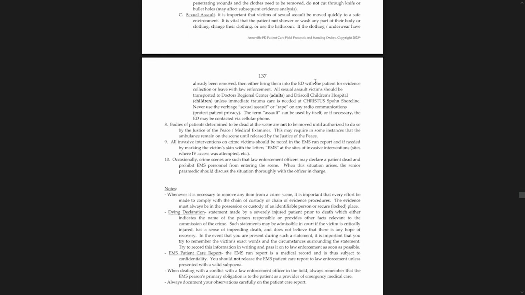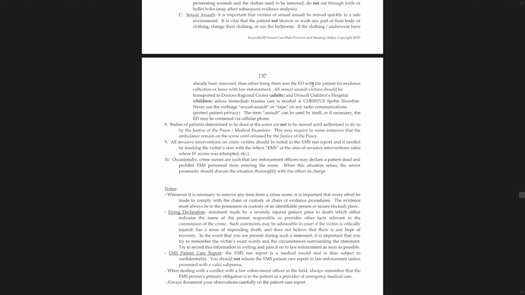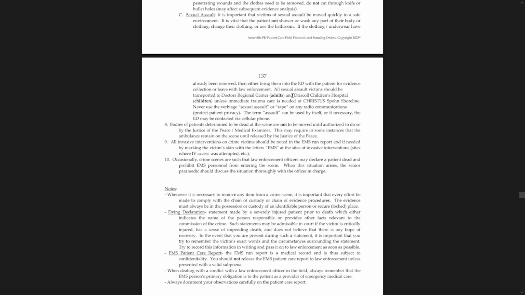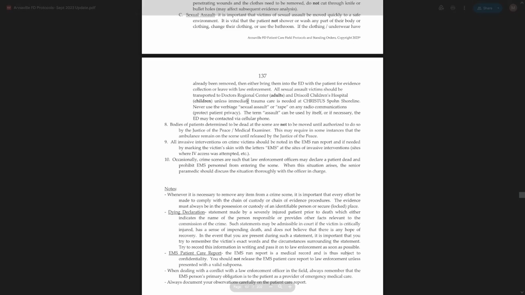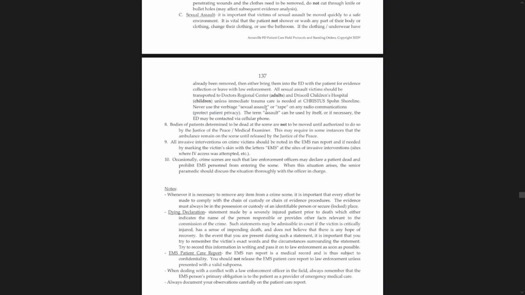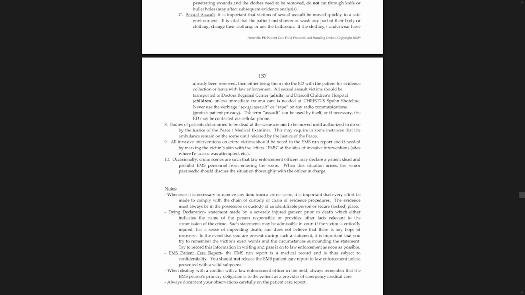All sexual assault victims should be transported to Doctors Regional Center for adults and Driscoll Children's Hospital for children, unless immediate trauma care is needed at Christus Spohn Shoreline. Never use verbiage such as sexual assault or rape on any radio communications. Protect patient privacy. That's huge. The term assault can be used by itself, or if necessary, the emergency department may be contacted via a cellular phone.